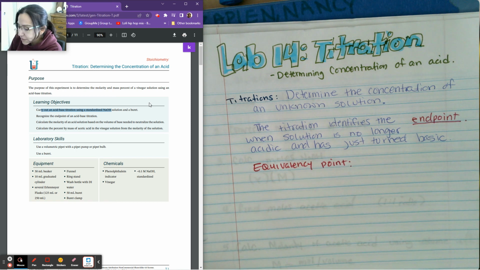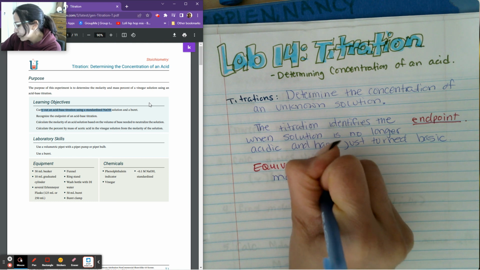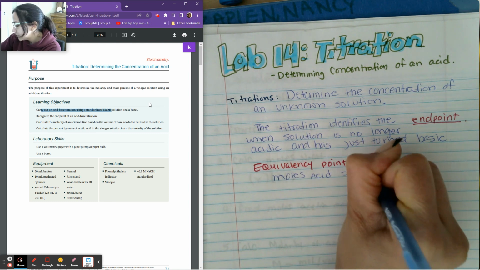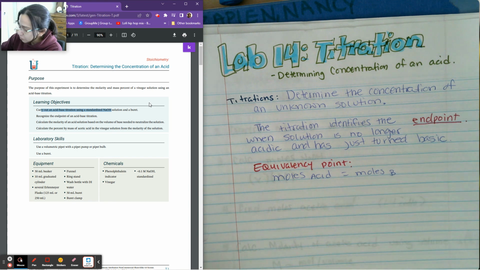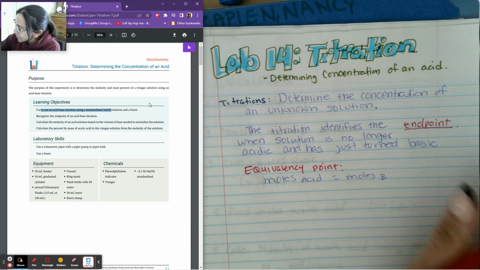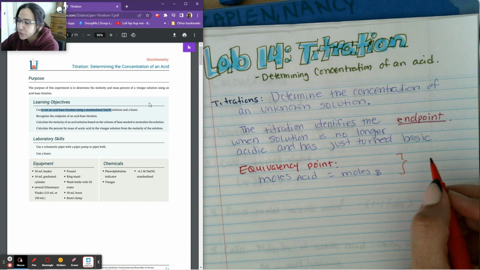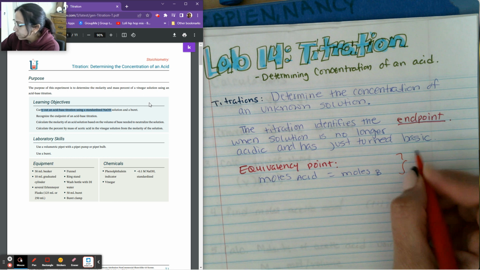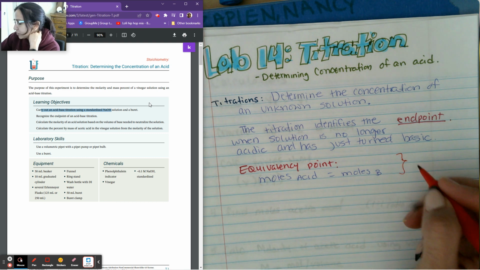The equivalency point is basically when the moles of your acid equal the moles of your base. The reason why we calculate the endpoint and not the equivalency point is that we can't really see the equivalency point. It's almost instantaneous. When it does happen, you have to get the perfect quantity of acid to base, so it's very difficult to get to this point.